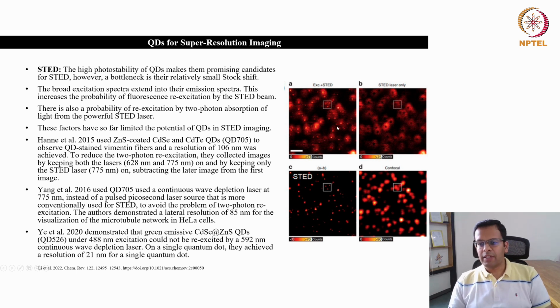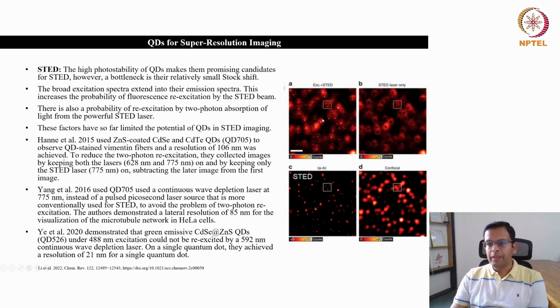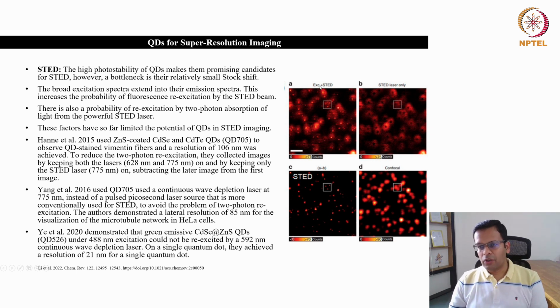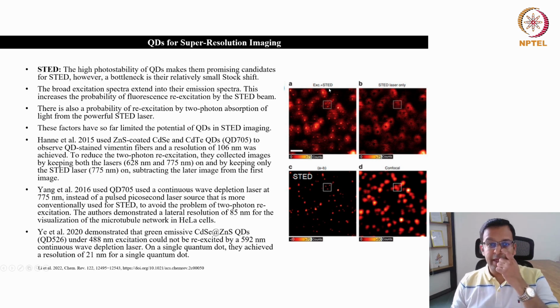So what happens here, in this picture you can see, there are 2 lasers on, excitation laser plus STED laser. These are the real structures that ideally you should see by this imaging, but you also see a halo around those dots. That halo is because of the STED laser and the fluorescence re-excitation by the 2 photon absorption of light. The STED laser will excite the molecules around these, and when you only use the STED laser, you can see that the real structures are missing and only the halo remains. This is because of the 2 photon excitation by the STED laser.